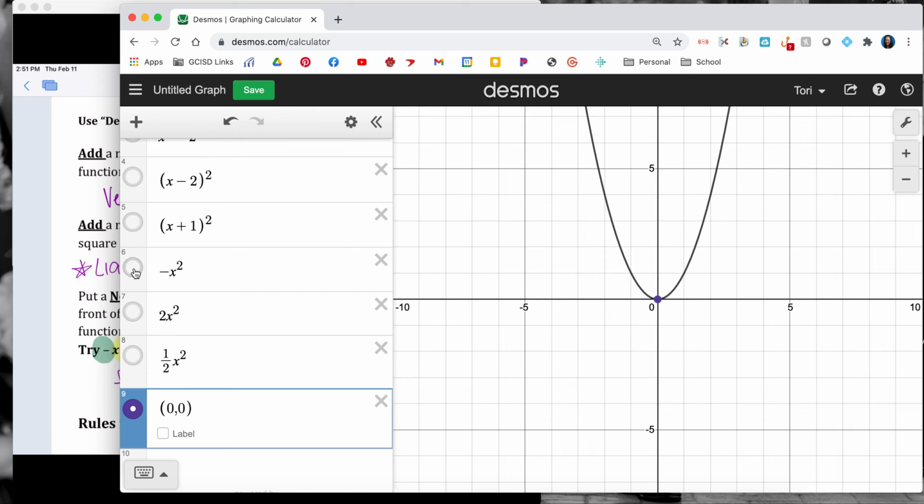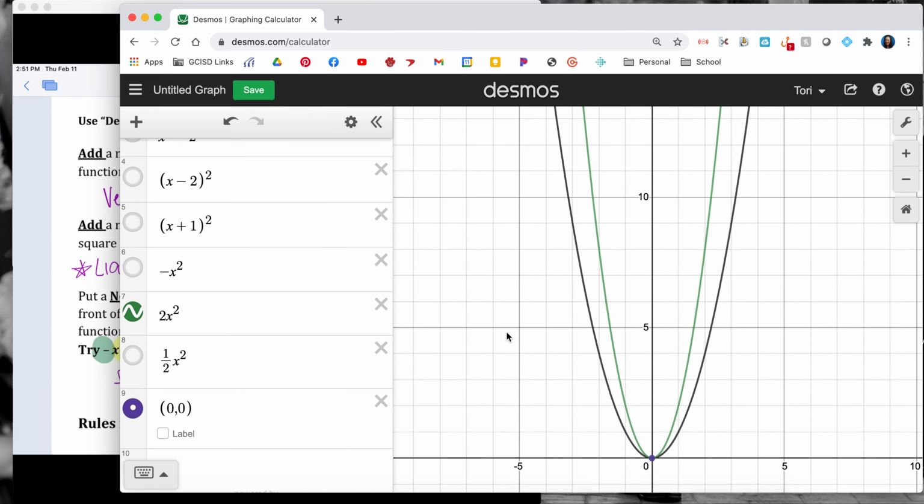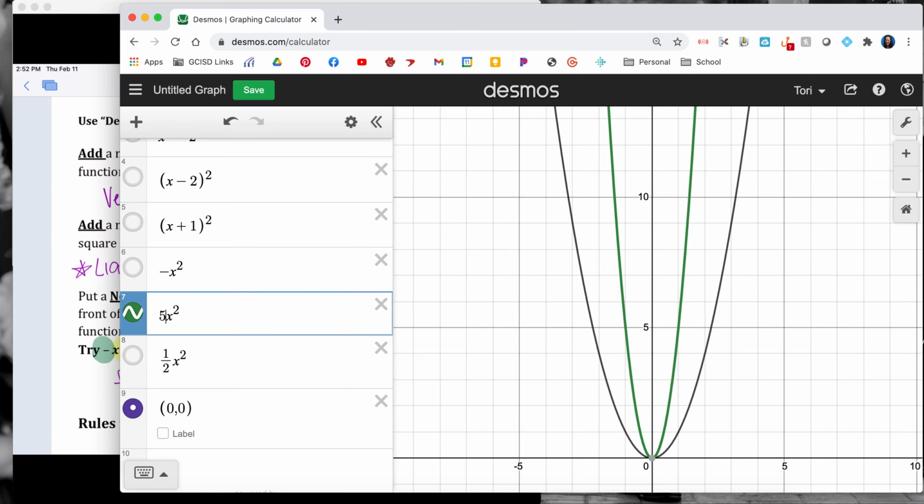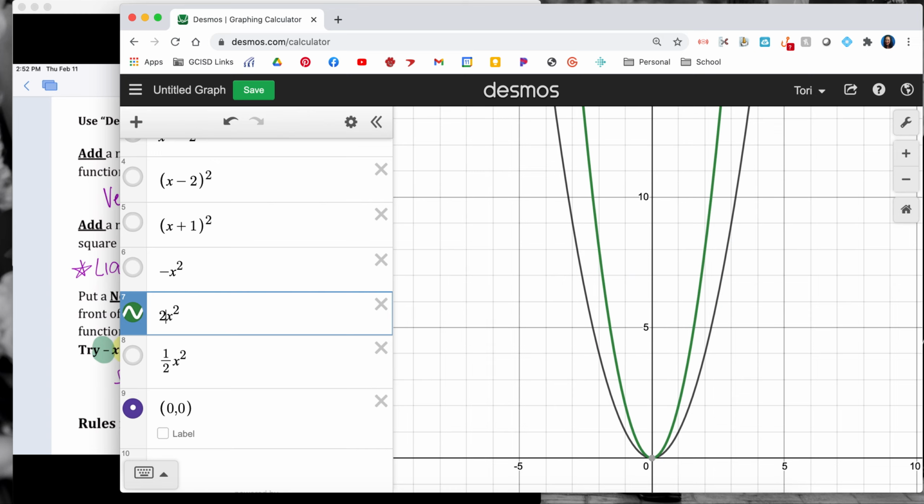Okay? Let's talk about what to do if I make a 2 in front. If I put a 2 in front, it's going to go up twice as fast. See how it gets really skinny? Let me move this down. It's going to make my graph really skinny. It's twice as skinny. That means if I put a 3 in here, it'd be 3 times as skinny. If I put a 5 in here, it's 5 times as skinny. It's going up 5 times as fast. So the bigger that number gets, the skinnier it gets. We will not use anything other than a 2 for right now. So at 2, you would say it makes it narrow.